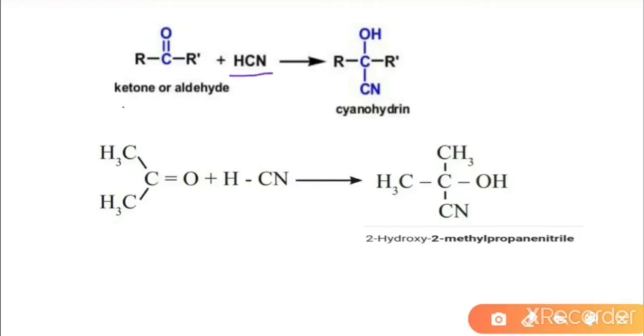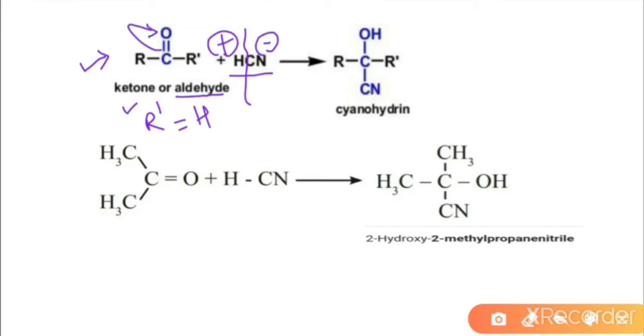Addition of hydrogen cyanide with ketone or aldehyde. When R dash is H, it becomes an aldehyde. Let us consider the reaction of hydrogen cyanide with a ketone. Hydrogen cyanide breaks to give CN minus and H plus, pi electrons are transferred towards oxygen. H plus attacks oxygen, CN minus attacks carbon. Ketone cyanohydrin is obtained.